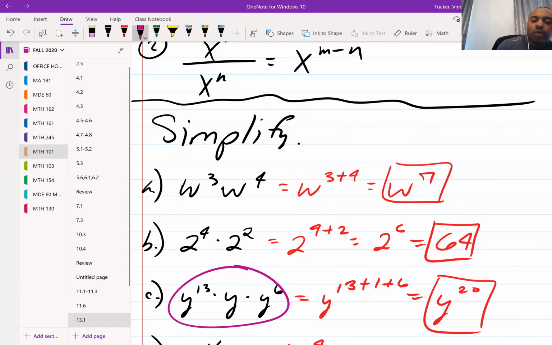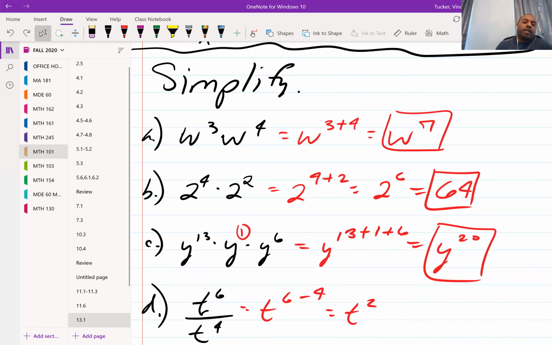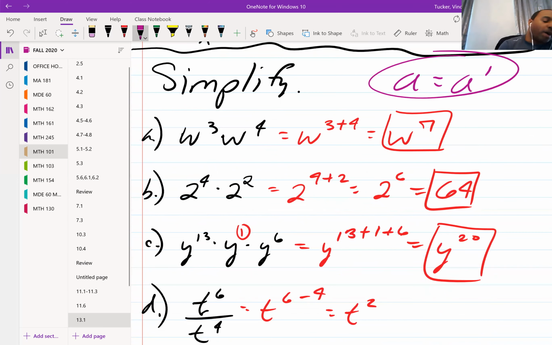C, y to the 13 times y to the 6. All right, so when you don't see anything there, assume there's a 1 as your exponent. So in other words, if I have a, they assume that's a to the 1st power. So that's always the case. So here we have y, so that's y to the 1st power. Adding your exponents, 13 plus 1 plus 6, that'll be y to the 20th.